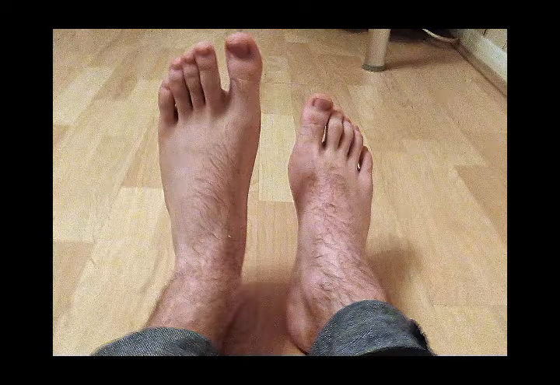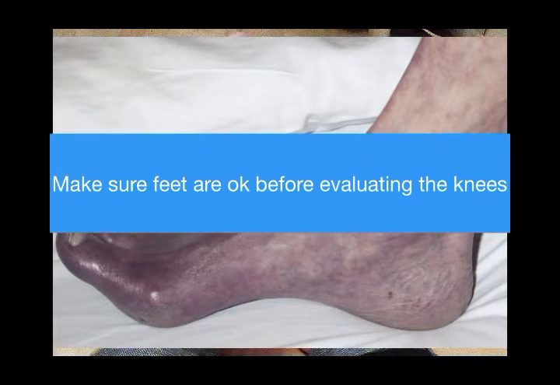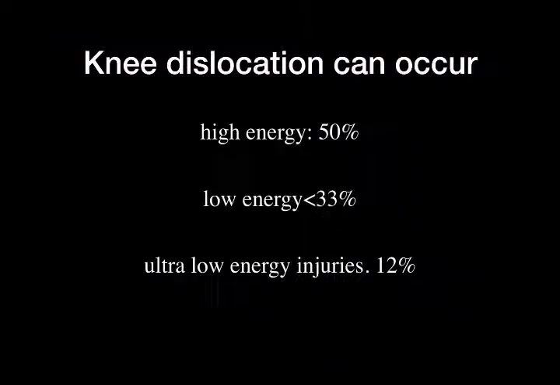Once we get a case of knee dislocation, we should be very careful to see the foot of the patient. We should rule out foot drop and we should rule out an ischemic limb. So make sure feet are okay before evaluating the knees.